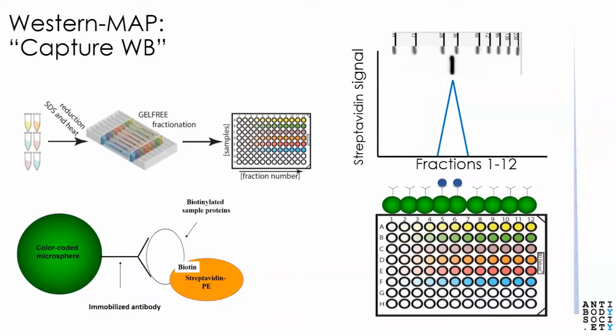As an example, this cartoon to the right shows an antibody that binds a protein that elutes in fractions 5 and 6 due to its size, and the bead with this particular color code is then used to immunoprecipitate that protein. Among thousands of beads, we can then make one line chart for this particular one showing a peak in fractions 5 and 6. And this peak is then analogous to a band on a Western blot.